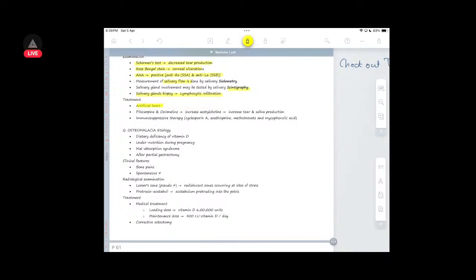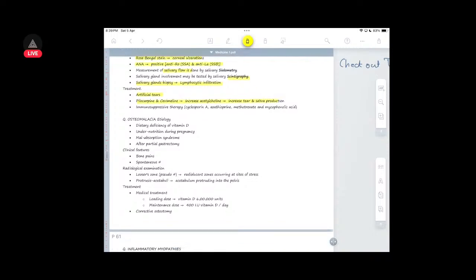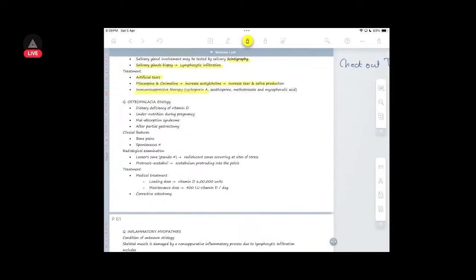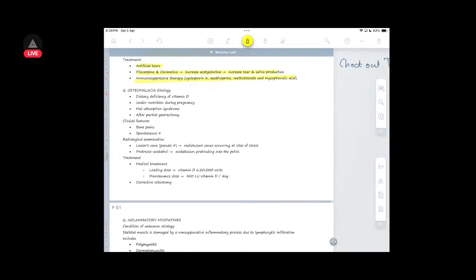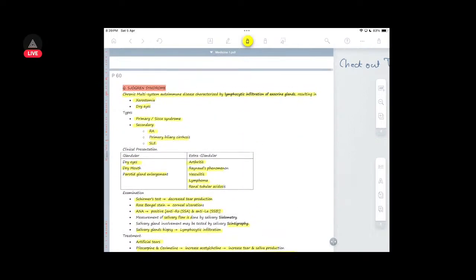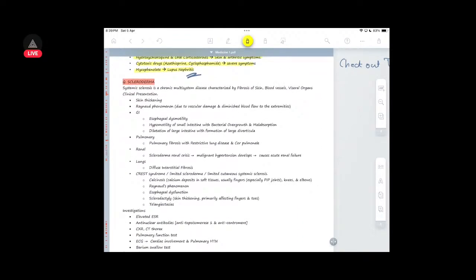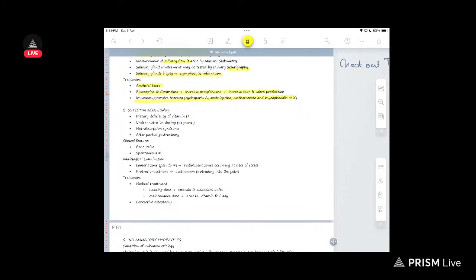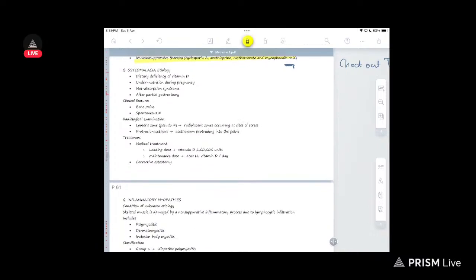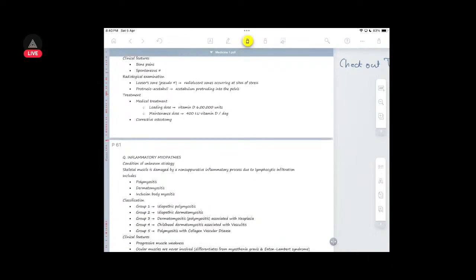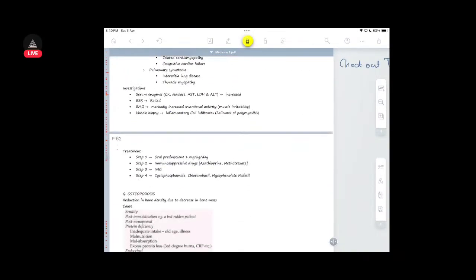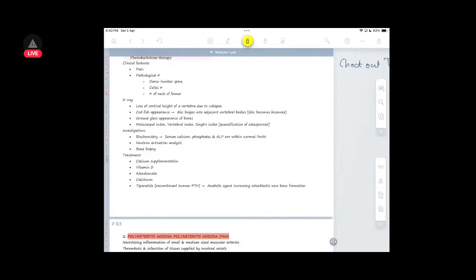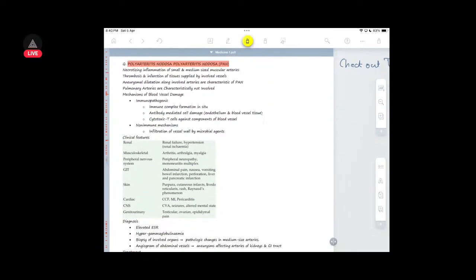So treatment you have artificial tears, pilocarpine, which increases acetylcholine and increases tear and saliva production, and immunosuppressants like cyclosporine, mycophenolate, mycophenolic acid, and methotrexate. Okay, this is a little bit different. Then osteomalacia, of course. I'll just skip all this. I have a feeling I can do it pretty well.